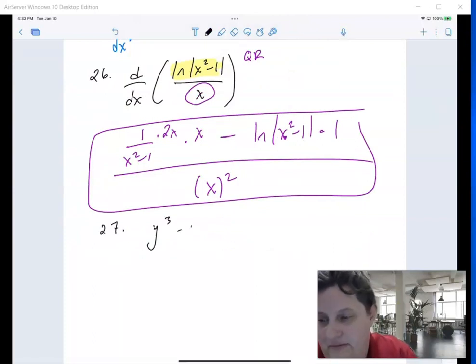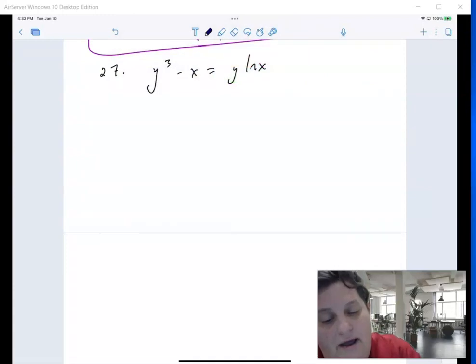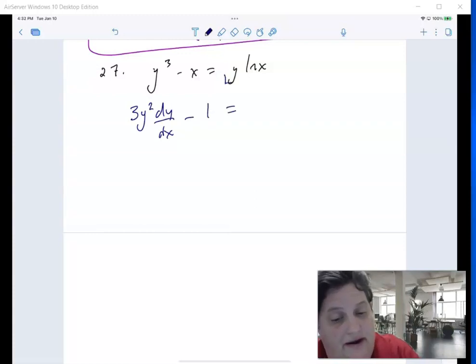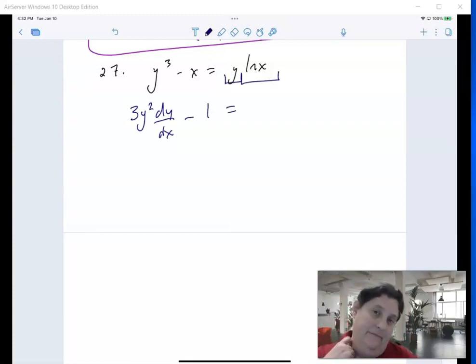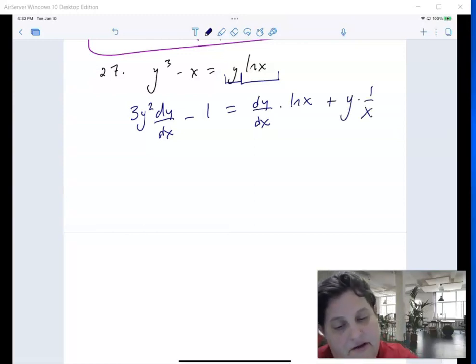And then there's y cubed minus x equals y ln x. This is an implicit question. Implicit. Y cubed is 3y squared dy dx. The derivative of x is just 1. And then I have to do a product rule here. Okay? The derivative of the first, the derivative of y is dy dx, times the second. And then the first times the derivative of the second.